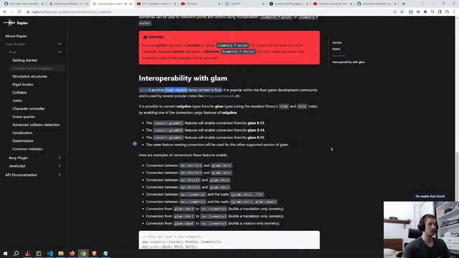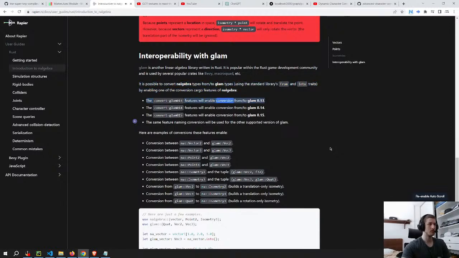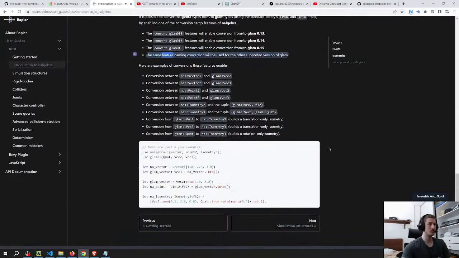Interoperability with glam. glam is another linear algebra library written in Rust. It is popular within the Rust game development community and is used by several popular crates like Bevy, Macroquad, etc. It is possible to convert nalgebra types from/to glam types using the standard library From/Into traits by enabling one of the convert-glam cargo features in nalgebra. The convert-glam013 feature will enable conversion from/to glam 0.13. The convert-glam014 feature will enable conversion from/to glam 0.14. The convert-glam015 feature will enable conversion from/to glam 0.15. The same feature naming convention will be used for the other supported versions of glam.